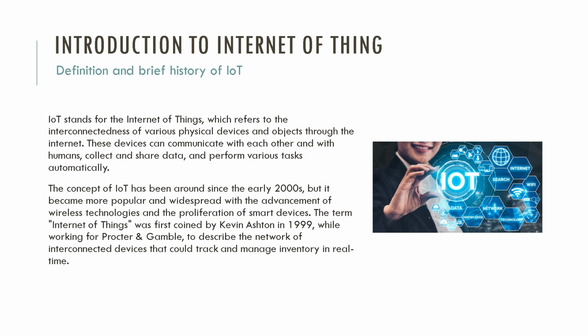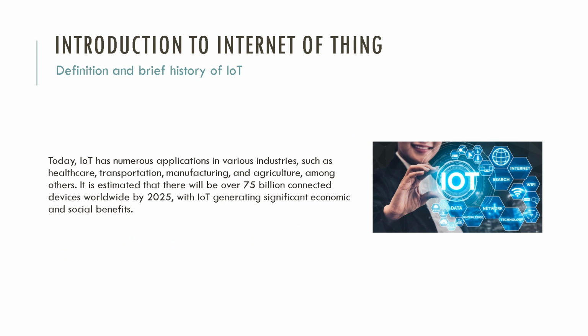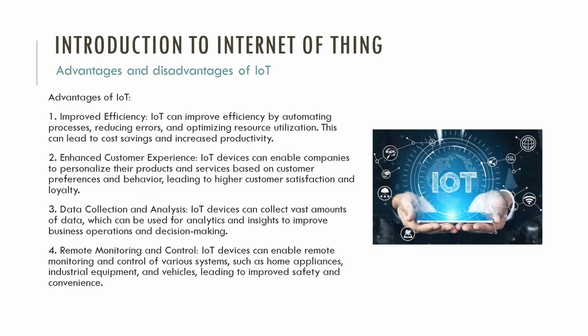The term Internet of Things was first coined by Kevin Ashton in 1999 while working for Procter & Gamble to describe the network of interconnected devices that could track and manage inventory in real time. Today, IoT has numerous applications in various industries such as healthcare, transportation, manufacturing, and agriculture, among others. It is estimated that there will be over 75 billion connected devices worldwide by 2025, with IoT generating significant economic and social benefits.